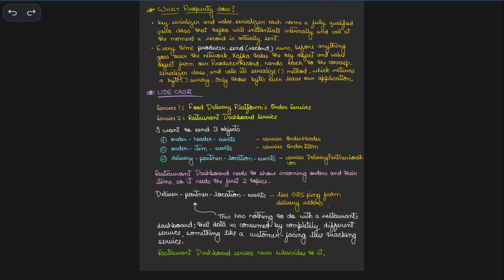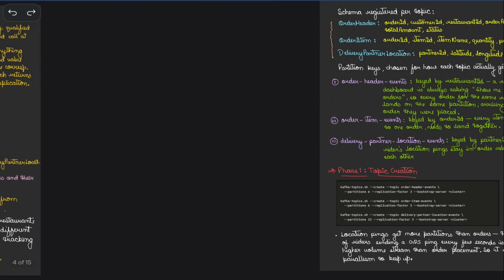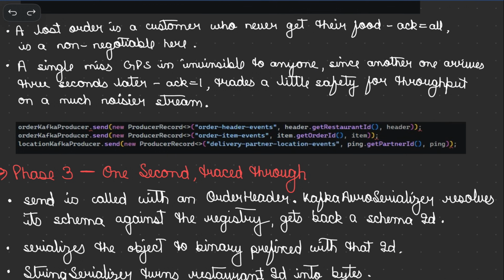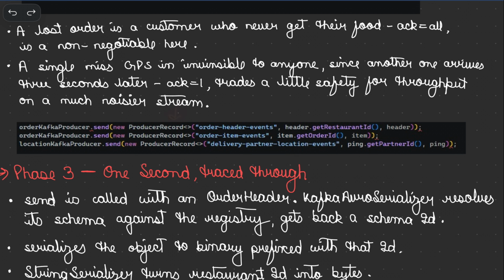Did you see this is the producer record? Let's understand what it actually is. Through the producer record only we'll send the data. With the order Kafka Producer, we are passing the topic, the key, and the content, which is the data, which is the value. Again, this is the topic, this is the key, this is the value. So we have sent header and item with key and value. With the second producer, the location Kafka Producer, we are also sending the topic, key and value.